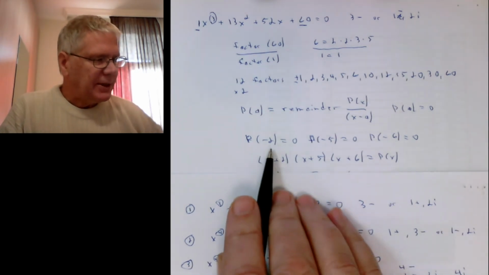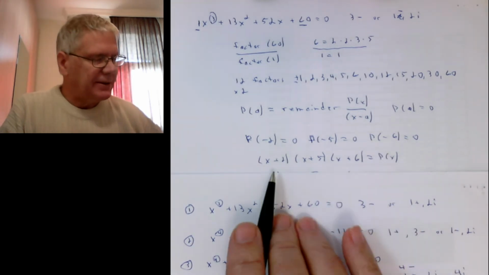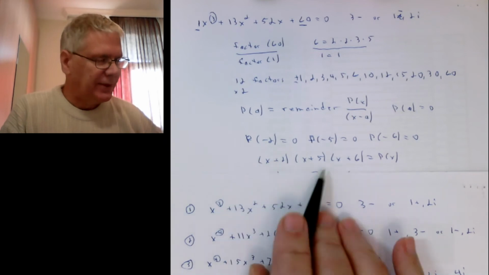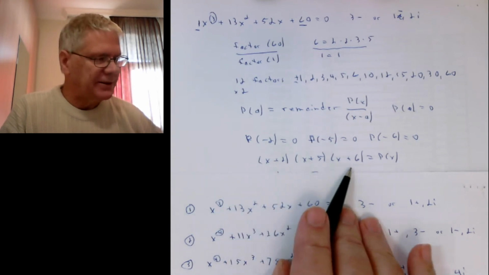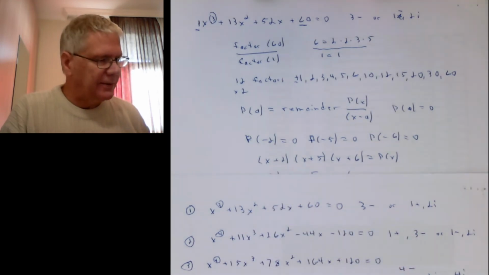So the roots are minus 2, minus 5, and minus 6. And that means the factors are x plus 2, because minus 2 makes this 0, x plus 5, and x plus 6. So this is the way we can write this in factored form.